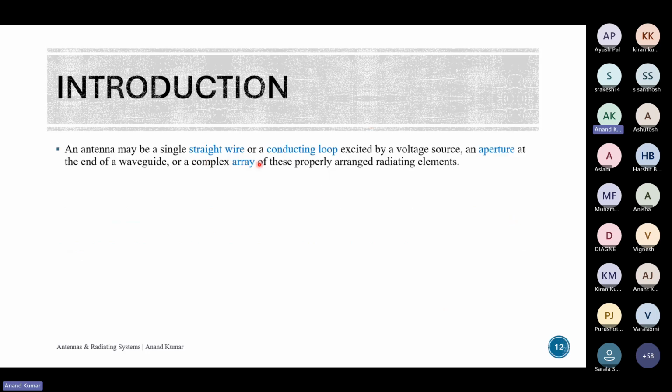Now an antenna comes in various shapes. The simplest ones are the straight wire or conducting loop. If you have heard about horn antennas, it could be an aperture at the end of a waveguide, which is called a horn antenna. Or it could be a complex array of wires, loops, apertures. Somebody asked about patch antennas. Patch antenna arrays are very popular.